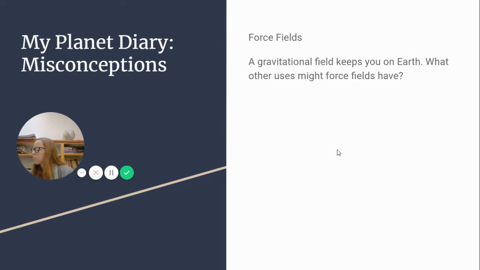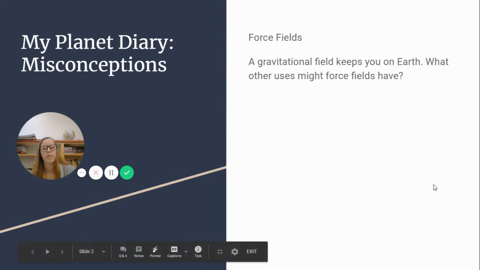This field keeps you from floating off into space. Earth's magnetic field makes compass needles point north. You make your own force field every time you get shocked when you reach for a doorknob. I'm just going to show you the picture because it's from Fantastic Four, and I really appreciate it. You can see it. So, a gravitational field keeps you on Earth. What other uses might force fields have? Just a question to think about there on your own.